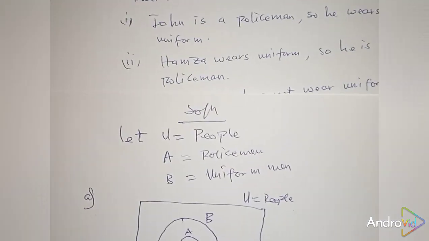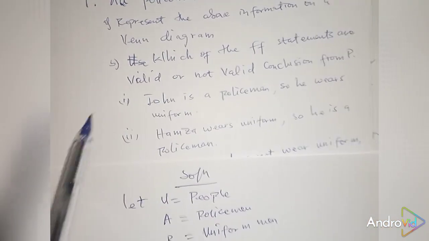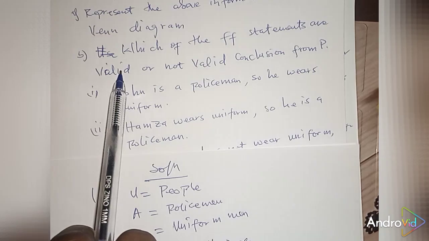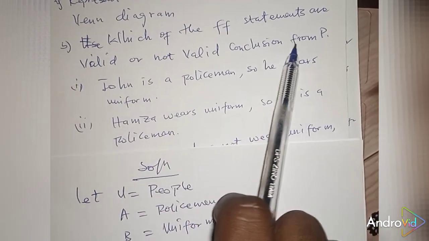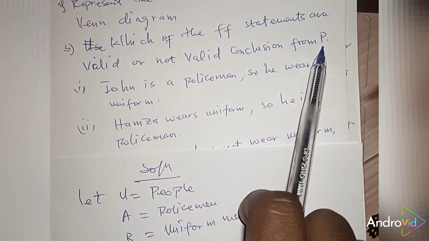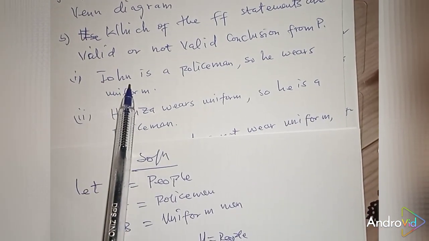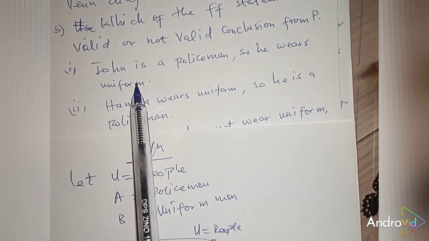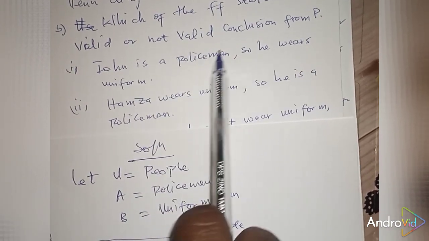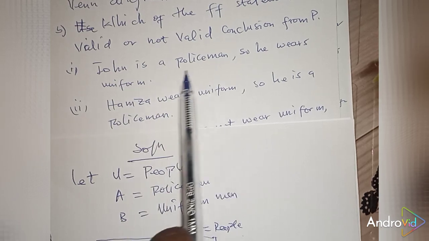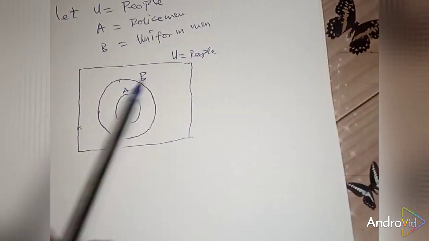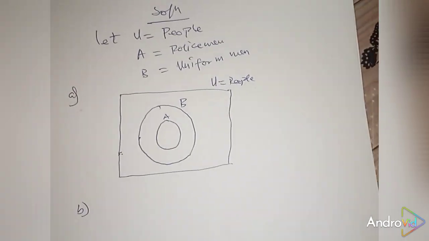So the B part, we are required to determine which of the following statements are valid or not valid conclusion from P. Okay, so the first one is John is a policeman, so he wears uniform. So let's determine whether it is valid or not. So let's come to the Venn diagram.